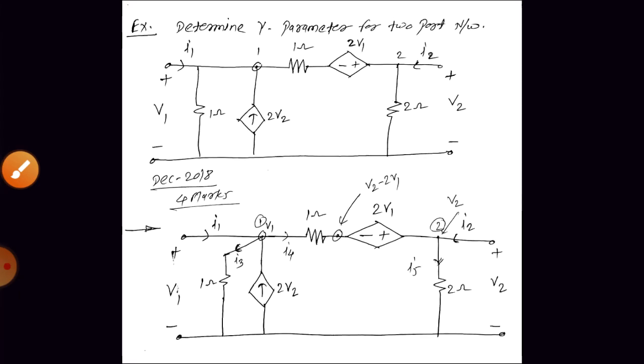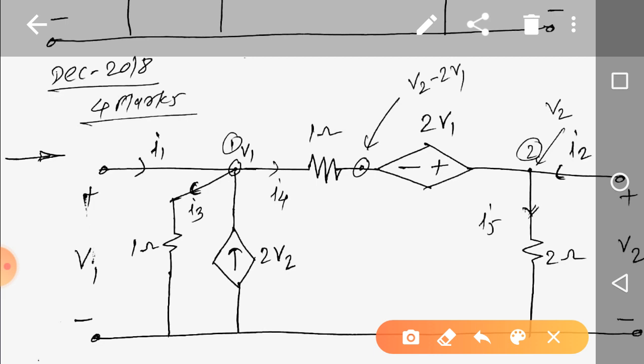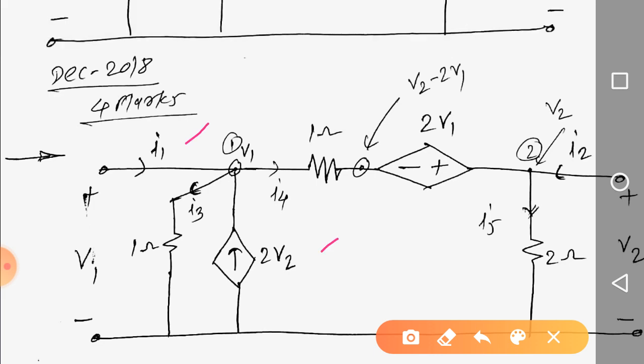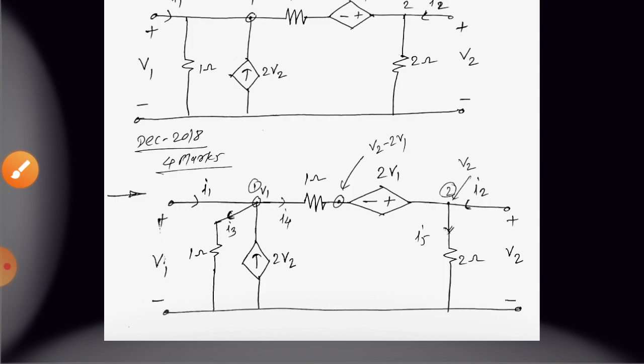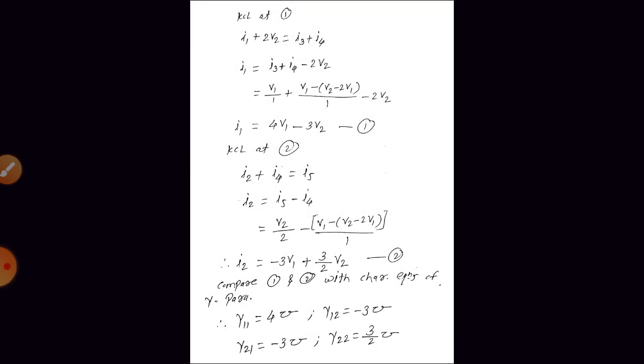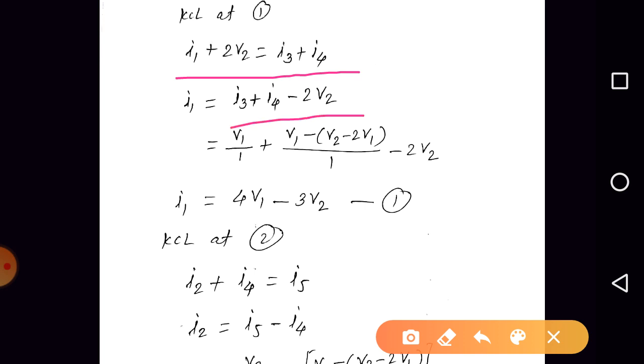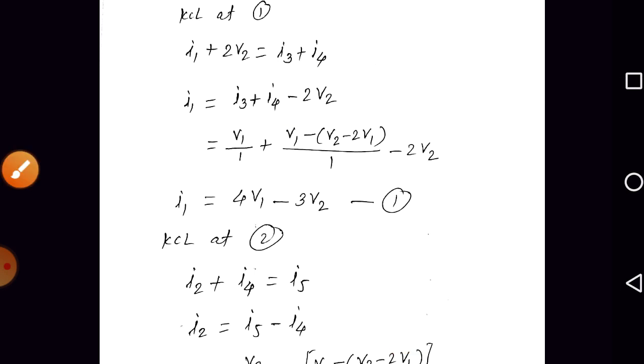Next, apply KCL at V1 and KCL at V2. What is the KCL at V1? Yes, incoming currents are I1 and 2V2. So it is I1 plus 2V2 is equal to I3 plus I4, right? Next, I1 can be written as I3 plus I4 minus 2V2. Our task is to write the expression for I1 in terms of V1, V2, right? So we need to replace I3, I4 in terms of voltages, right?